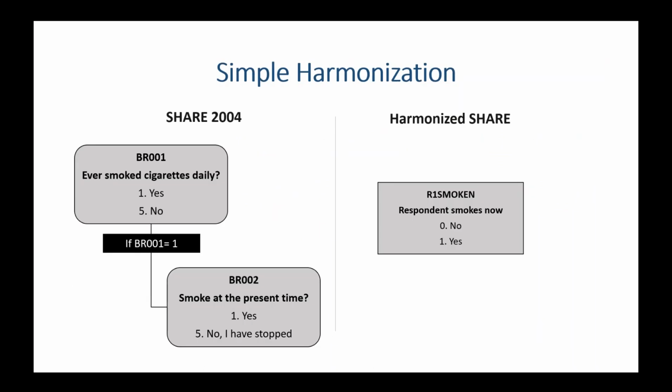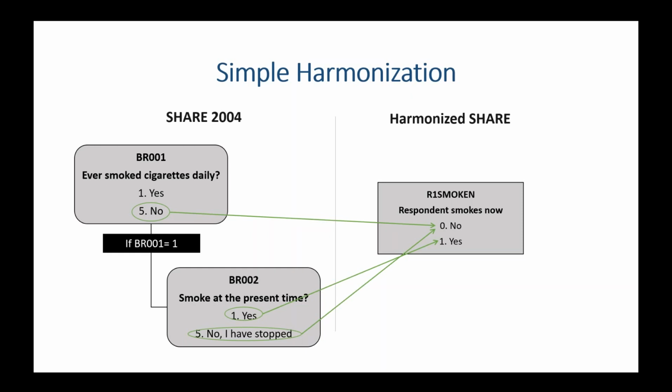So here's an example of a simple harmonized variable. Let's say we're making a variable which records whether the respondent at wave 1 smokes in SHARE. Here's how the questions are asked. We looked at this earlier for smoking in SHARE. First, the question of ever smoke daily, yes or no. And then if you say yes, you are asked the question of smoke at the present time. So one of the things that we've done here is we've accounted for the skip pattern. This is a really simple example. All that happens here is we just account for the skip pattern.